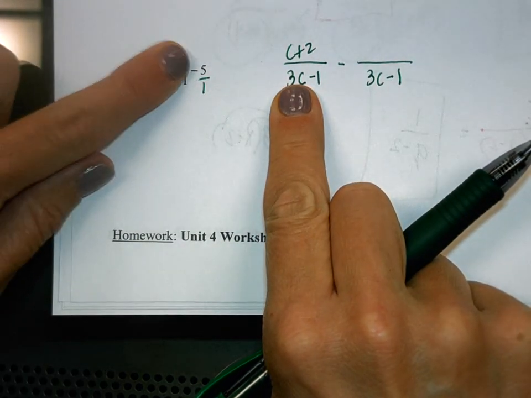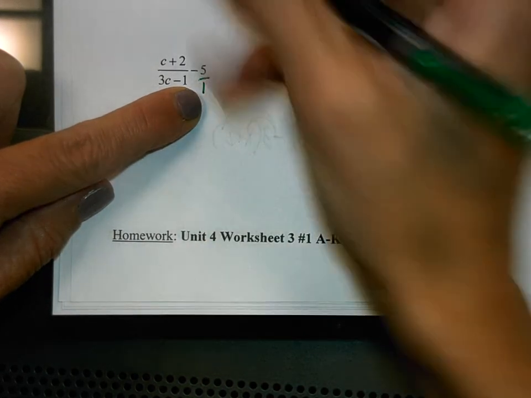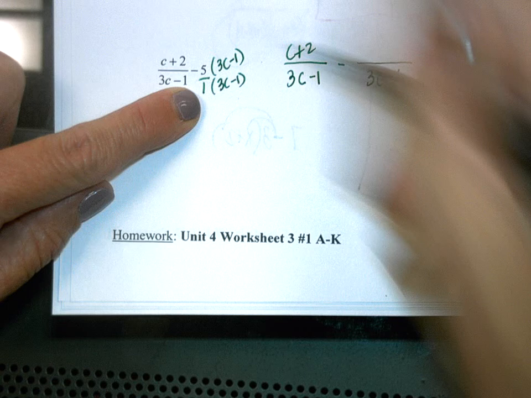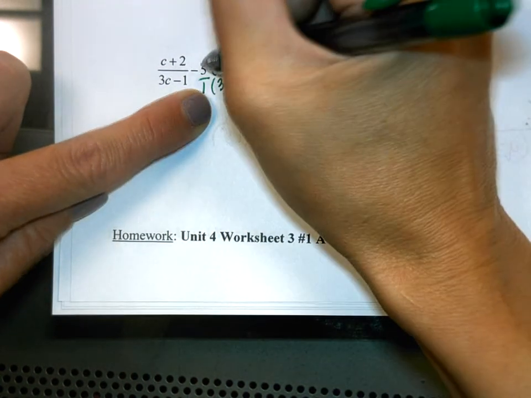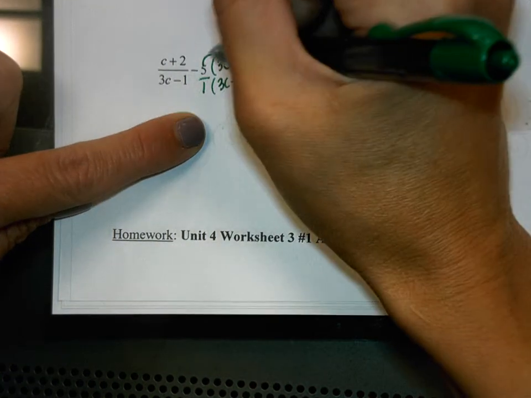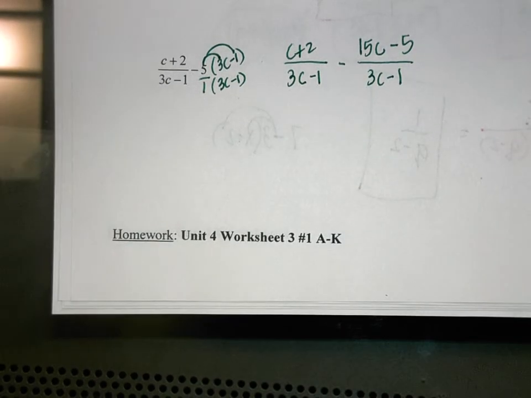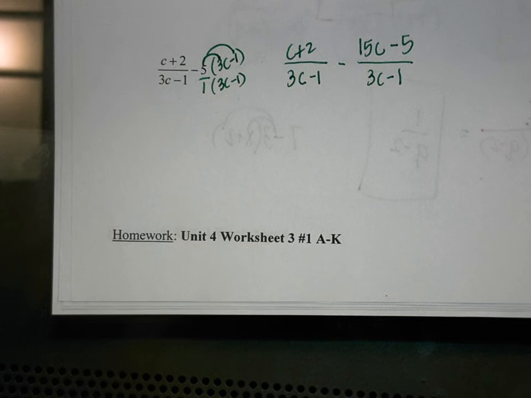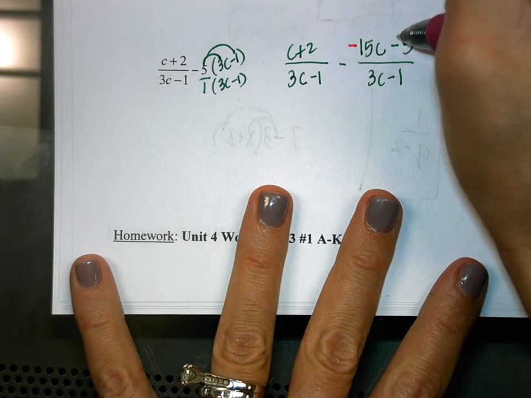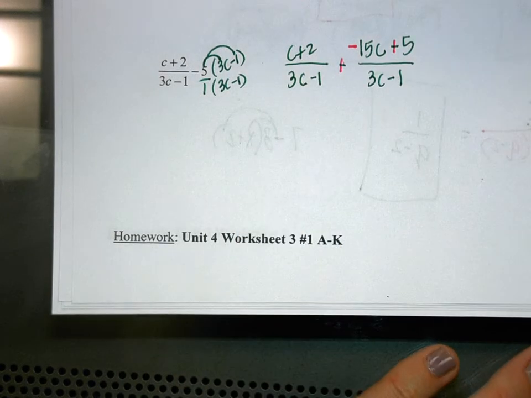Now, what do I have to do to 1 in order to make it 3c minus 1? Good. Multiply by 3c minus 1. So we're going to do that to the top and the bottom. So on here, we're going to distribute the 5. 5 times 3c makes 15c, and 5 times negative 1 makes negative 5. But then what do I have to do? Good, distribute the negative. And so the 15c becomes a negative, and the 5 becomes a positive. And once I distribute, then that minus becomes a positive.